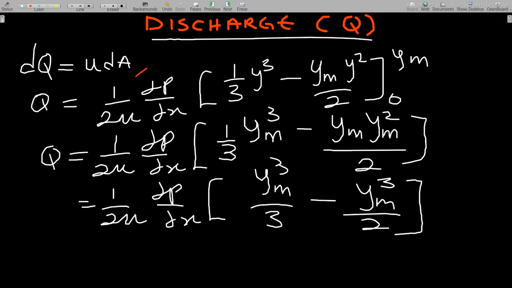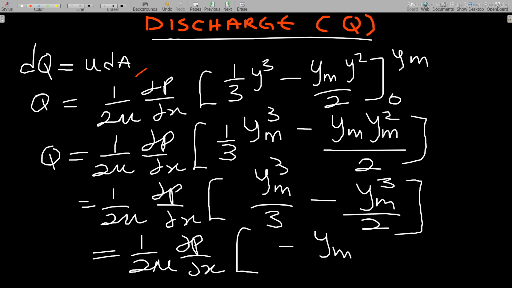Now, it's like this: 1/3 minus half, or 1 over 3 minus half, because they all have the same numerator. So what we need to evaluate is just 1 over 3 minus half, and that will be 1 over 2 mu del P del X. Then we'll get what here? It's just negative ym cubed over 6. That will be the answer for it.